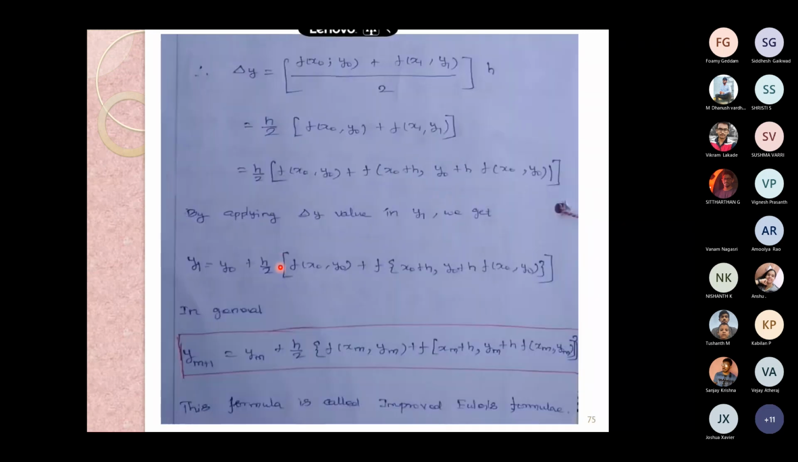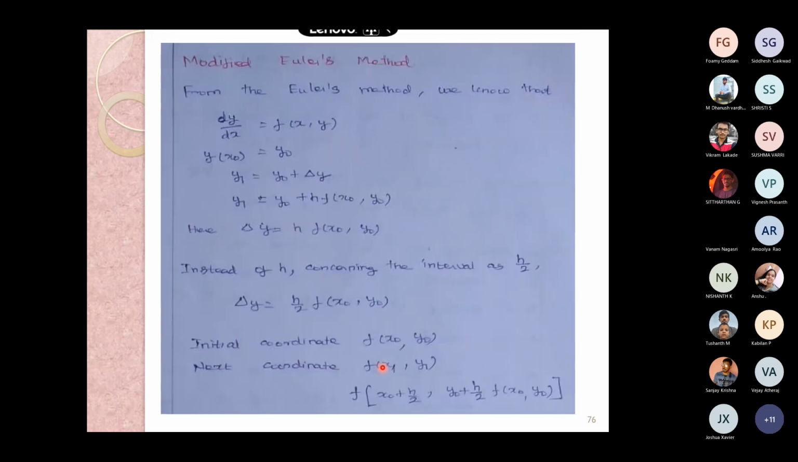So I am trying to convert it to the generalized form. Y of m plus 1 is equal to ym plus h by 2 into f of xm comma ym plus f of xm plus 1, ym plus h into f of xm ym. This formula is called the improved Euler's formula. Any doubts with the improved Euler formula? Any doubts? No, sir. Yes. Yes.